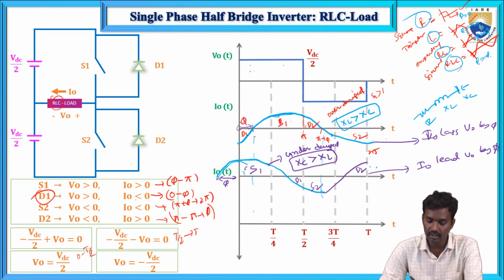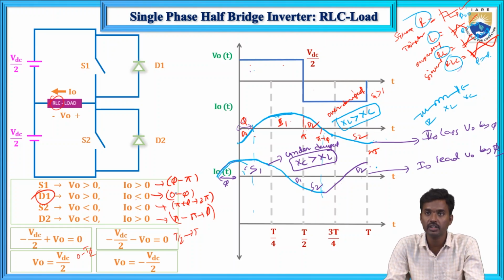But here in case of XC greater than XL, the current leads the voltage by some angle phi. From 0 to phi, which switch will conduct? This is positive and negative, so D1 will conduct. From phi to pi, this is positive and positive, so S1 will conduct. Then this is negative and this one is positive, so D2 will conduct, and when both are negative, S2 will conduct.